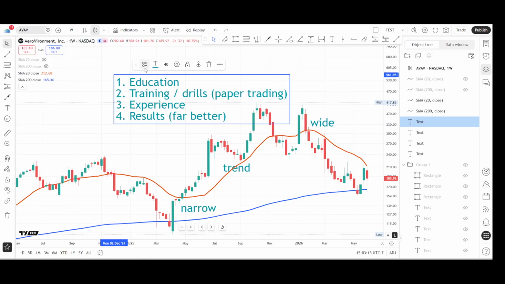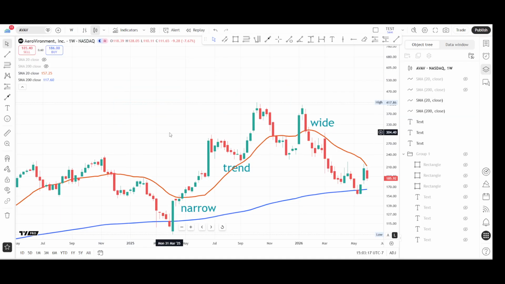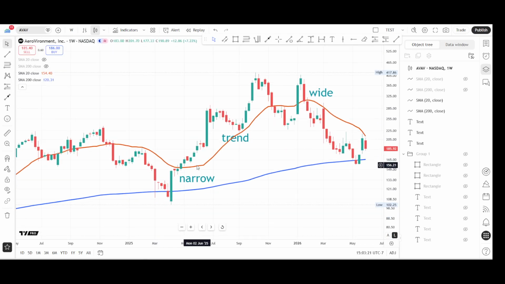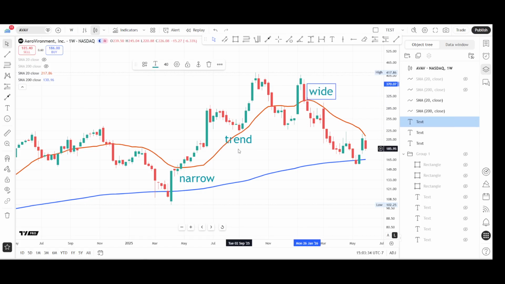Okay, so what are we going to do today? We're going to go through narrow states. We're going to look at a bunch of market examples of narrow states, and where we would set up. We're going to look at trend states, where we might set up, and wide states, where we might set up. So let's look at narrow states right now.